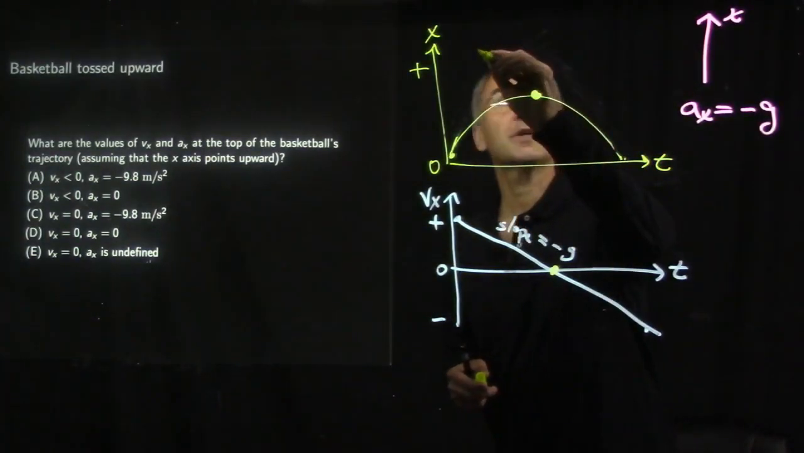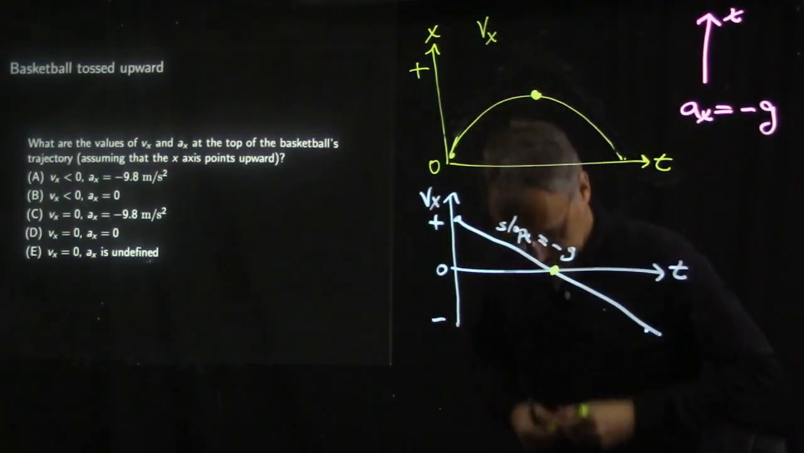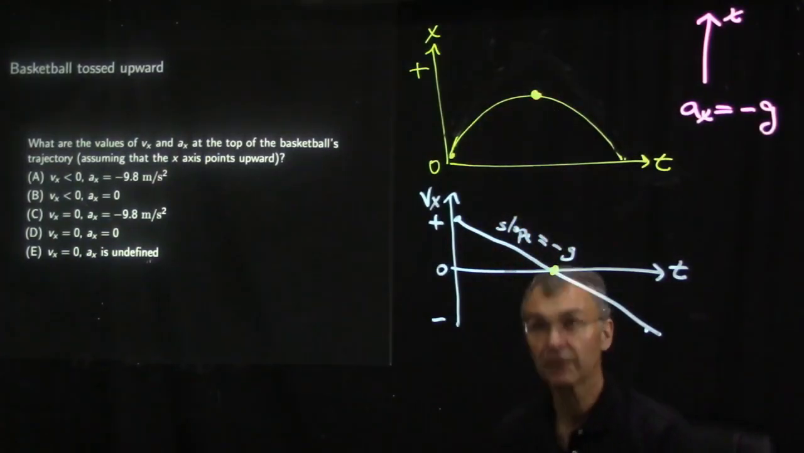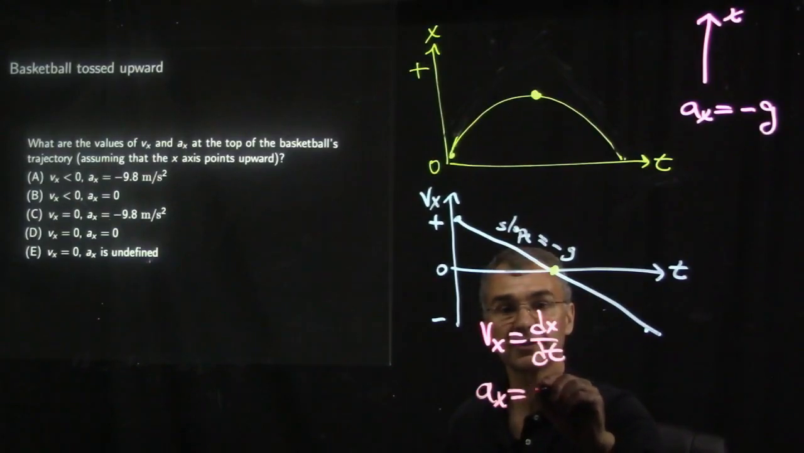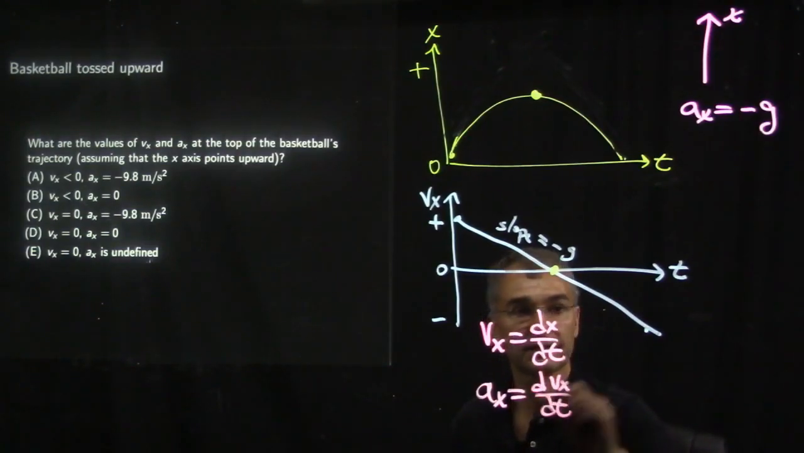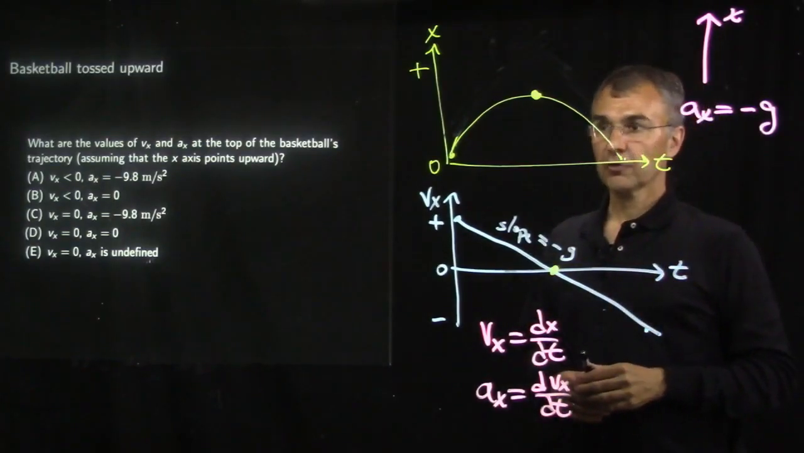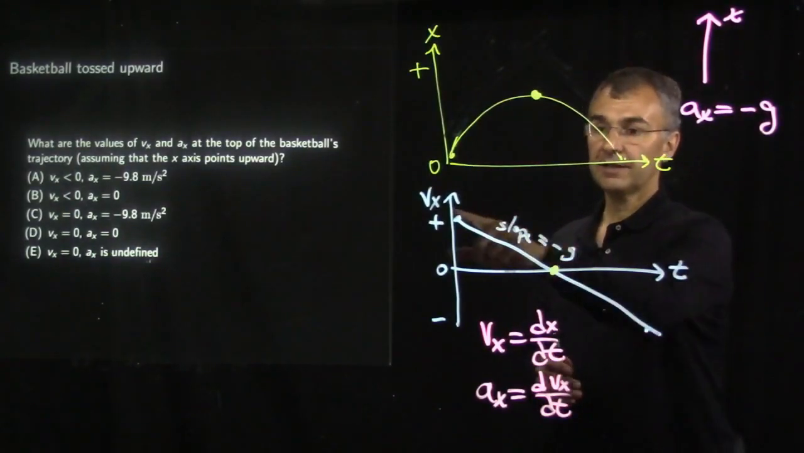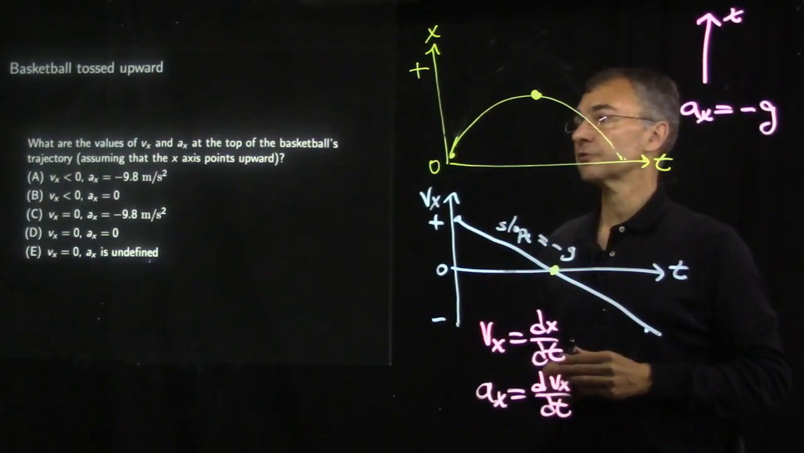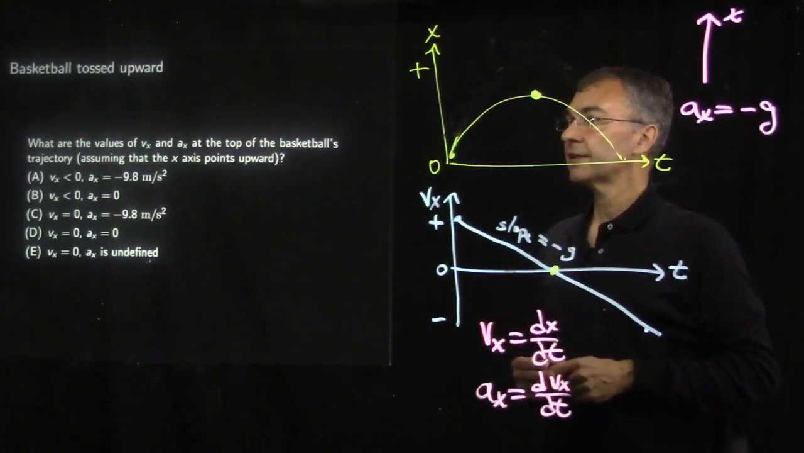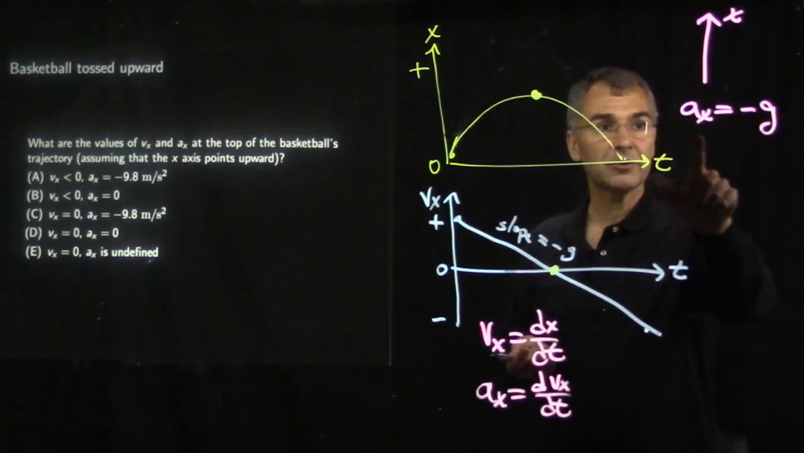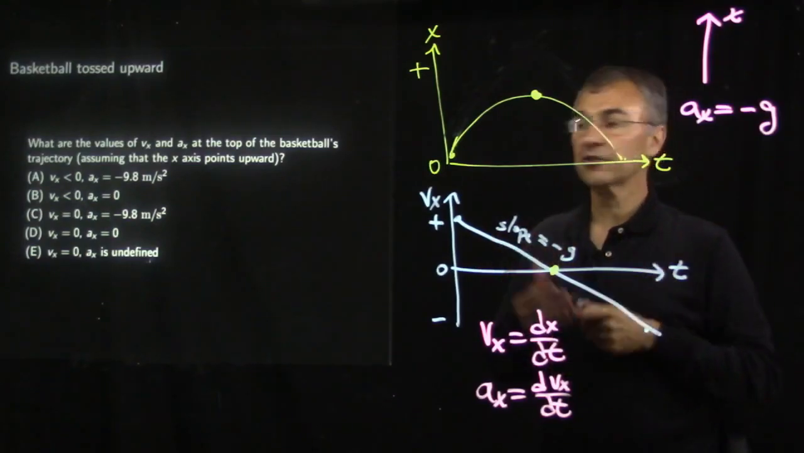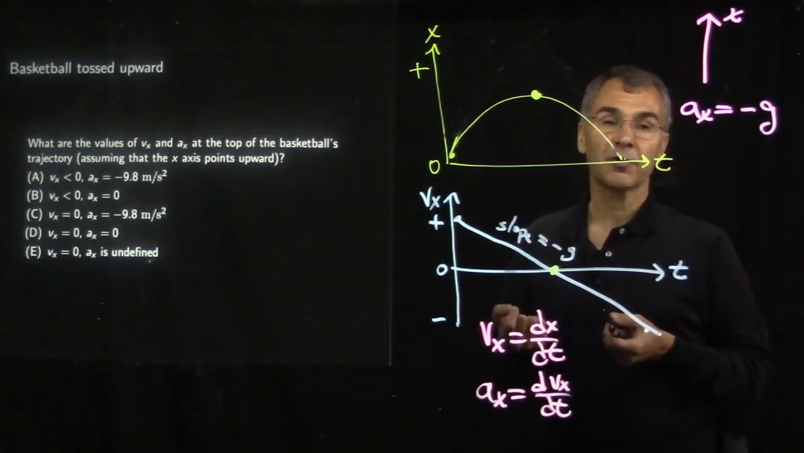And remember that we have definitions. V sub x is dx by dt, and a sub x is dv sub x by dt. So v sub x is the slope of the x versus t curve, and a sub x is the slope of the v sub x versus t curve. So I think that at the top of the basketball's trajectory, the only influence is Earth's gravity, so it should still be true that a sub x is minus g. So I expect a sub x to be minus 9.8 meters per second squared.